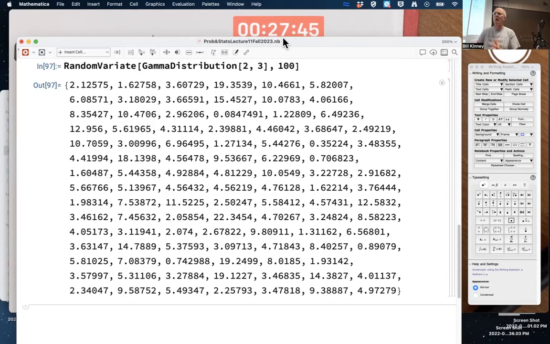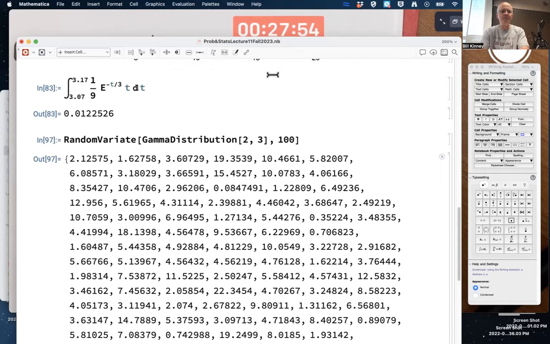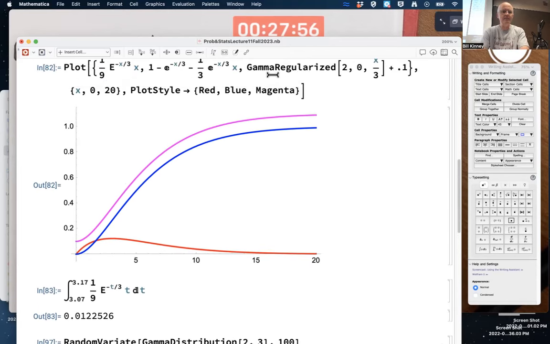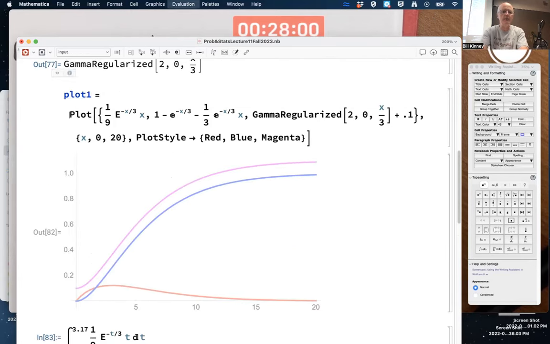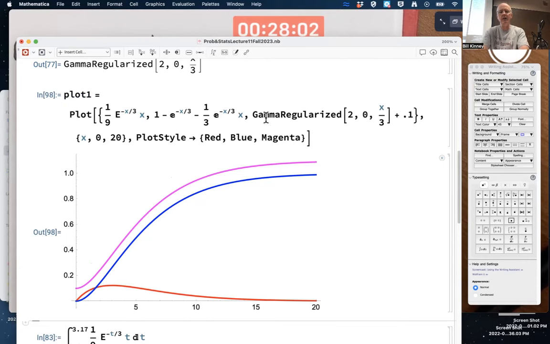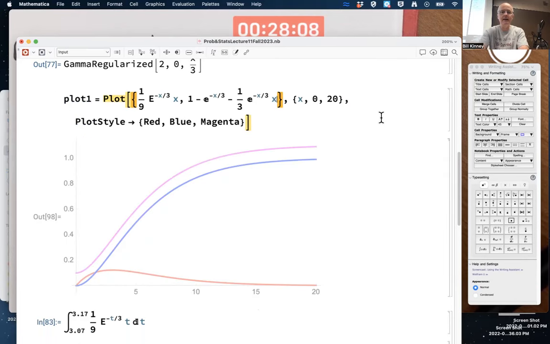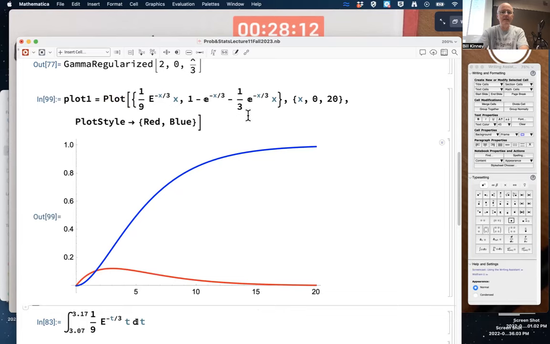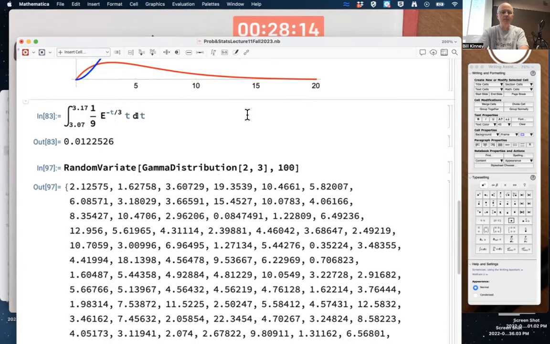Is there a way to confirm that it did a good job here? Well, there's various things you can try. We could give this picture a name here. I'm going to call it plot 1 and re-enter it. So I've stored the plot. I'll get rid of the GammaRegularized now. I was just trying to convince you that they're the same thing. Okay, there's plot 1.